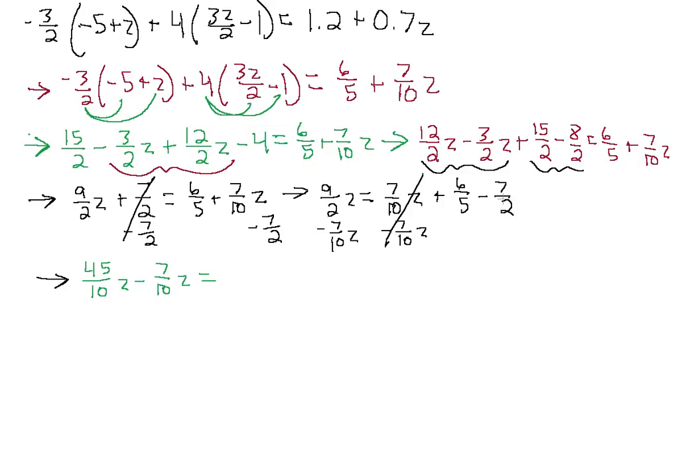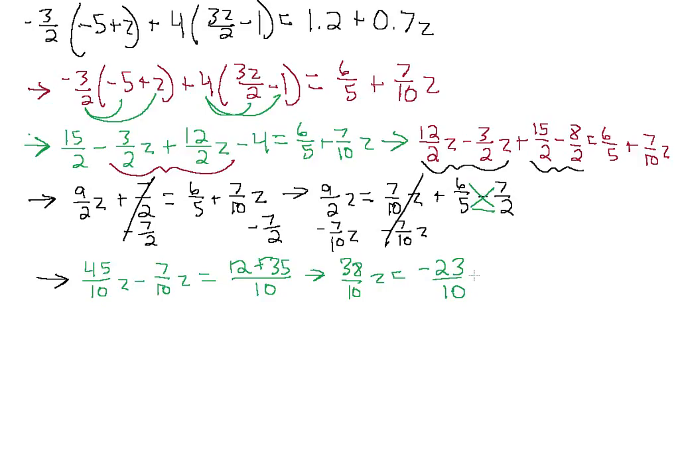And let's go ahead and do this without finding a common denominator. 6 times 2 is 12. We're subtracting these two fractions. 5 times 7 is 35, and 5 times 2 is 10. Okay, let's go ahead and subtract these as we move along. 45 minus 7 is 38 over 10z. 12 plus some negative 35 gives us a minus 23 over 10.